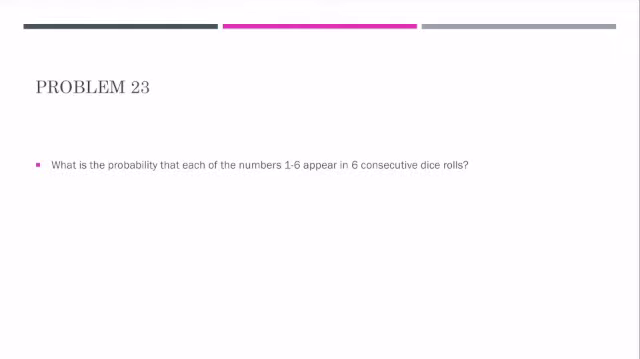Alright, for this next problem, I want to know what is the probability that each of the numbers 1 through 6 appear in 6 consecutive die rolls. It's important to note that I'm not asking you to roll 1, 2, 3, 4, 5, 6 in a row. What it's asking is that each of the numbers 1 through 6 appear.